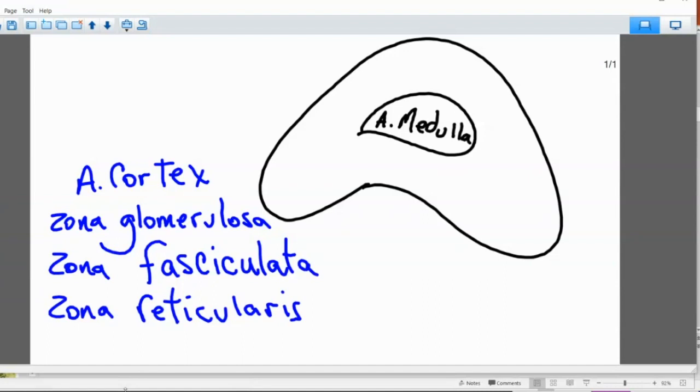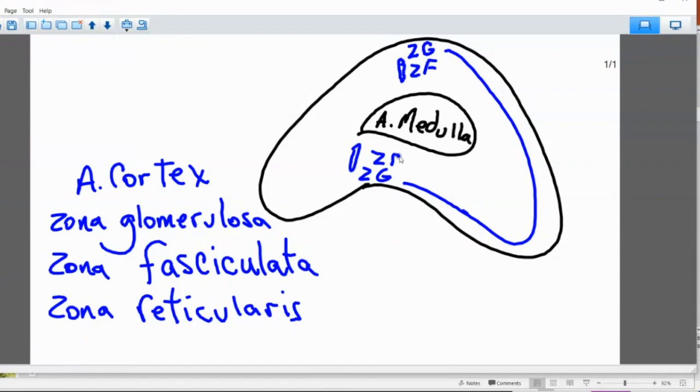That outer portion all the way around, on the inside though, zona glomerulosa, ZG. So that would go all the way around, and it would be ZG right there. Inside of that, these are going to be the longest regions. It's going to be the zona fasciculata, the ZF. And right up by the medulla is a little bitty reticularis, the ZR.